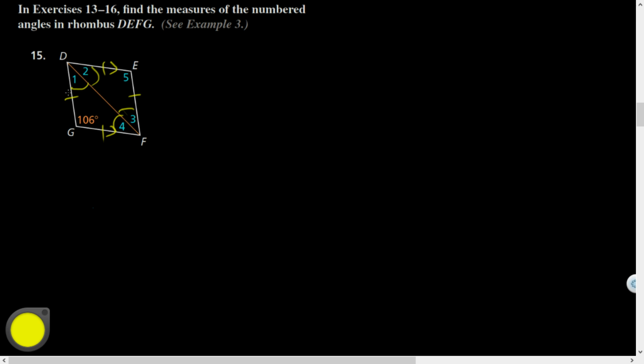It bisects the opposite angles. So that means 4 and 3 are going to be congruent. 1 and 2 are going to be congruent. I agree. Let's see. How about this 106 degree angle? Why is that true?